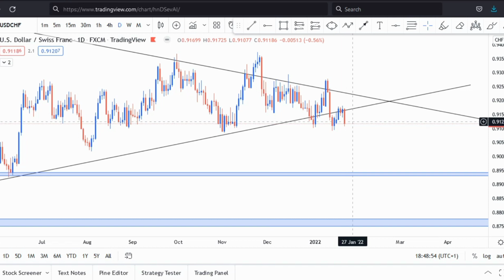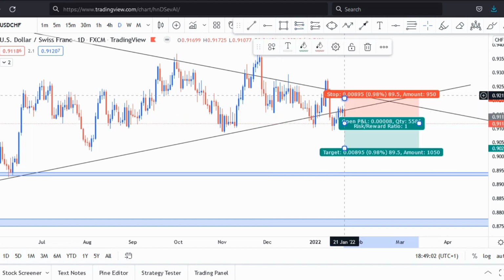So if you're not already in this trade, what we can do is you can easily just take a position from here, enter immediately, put your stop loss up here.